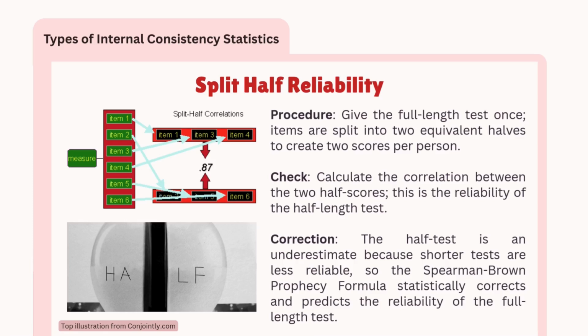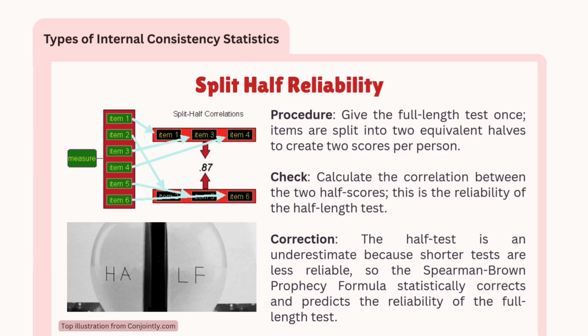So by cutting your test in half, you artificially lowered its reliability score. To fix this, we use the Spearman-Brown prophecy formula. It is a statistical tool used to extrapolate the score back to the original length. It basically steps up or increases the observed half-test correlation to predict what the reliability would have been for the entire full test. So the resulting corrected number is the final reported reliability for your entire test.